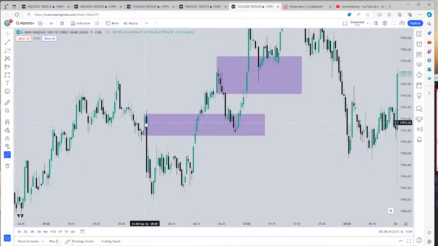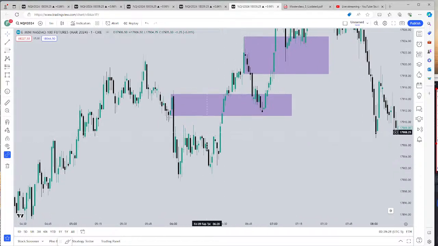And the reason why this is a mitigation block, right, is because if someone's offside in the market, they can mitigate their losses. As price trades back up into this, it's called a mitigation block. So say someone's going long from here and they're down, then they can mitigate some of their losses when price comes back up, if that makes sense.